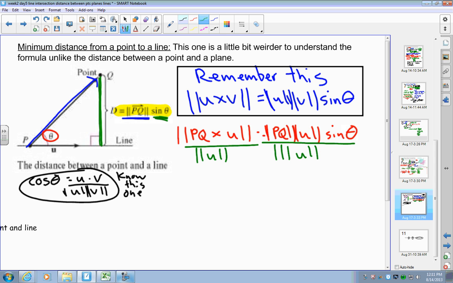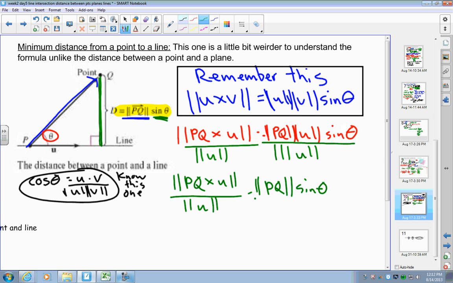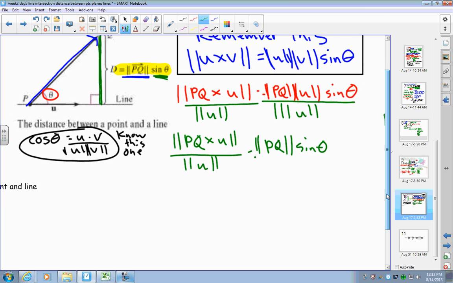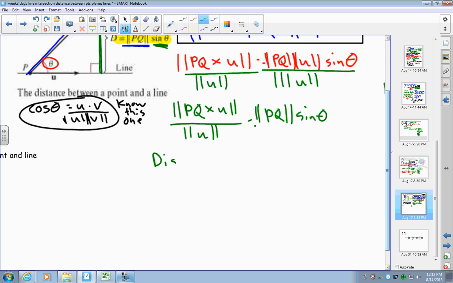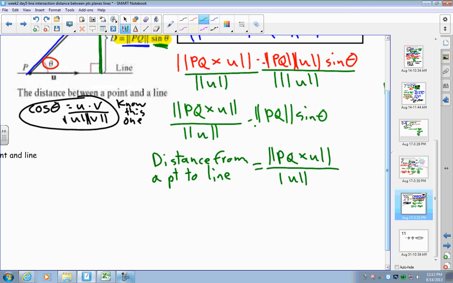So then what's left is PQ cross u, all over the magnitude of u, equals the magnitude of PQ times sine theta, which is what they already told you is the distance. So you can summarize it and say the distance from a point to a line equals PQ cross u, all over the magnitude of u.